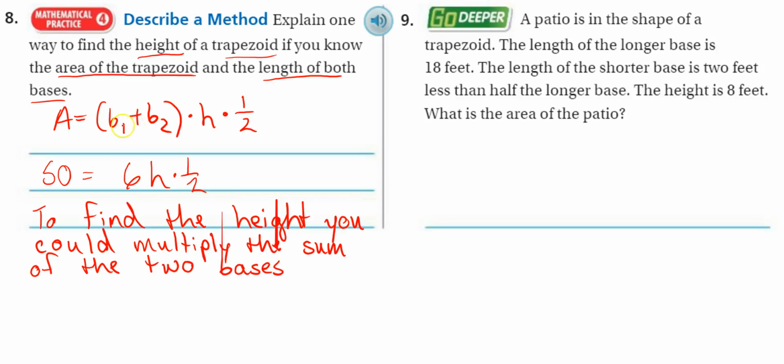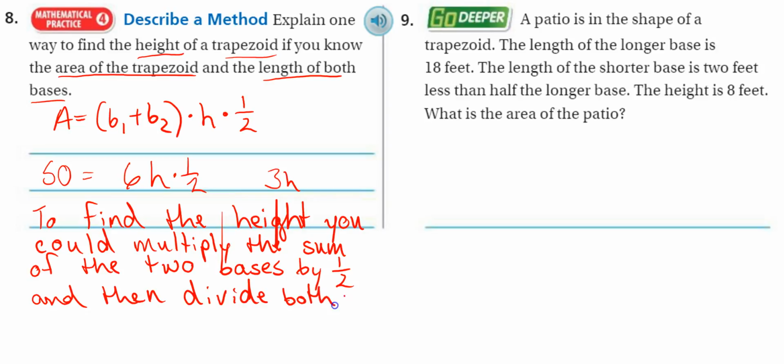So in my example here, 2 and 4 were the two bases, so we got 6. So I can multiply the sum of the two bases by 1/2. Okay, that would leave me with 3h. And then divide both sides by the product.